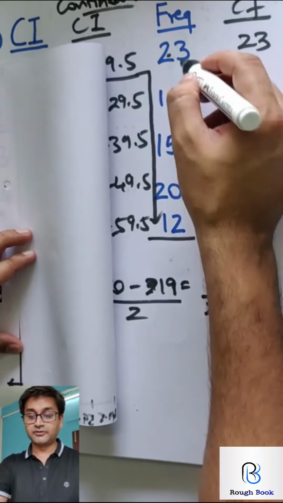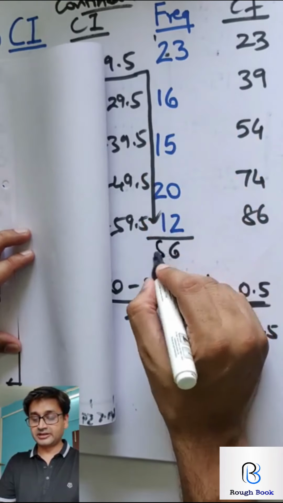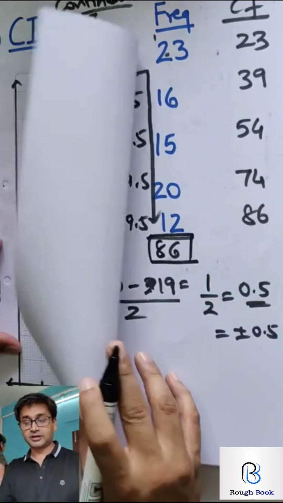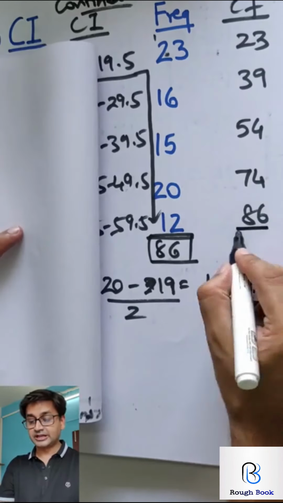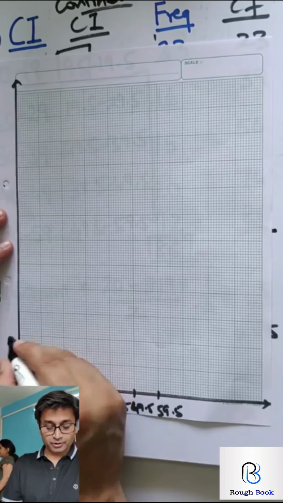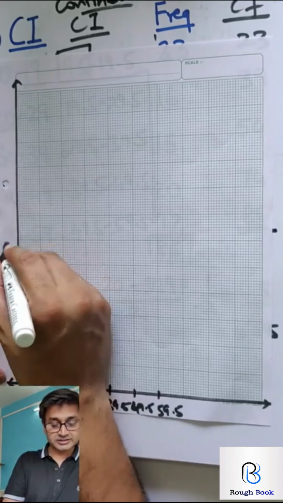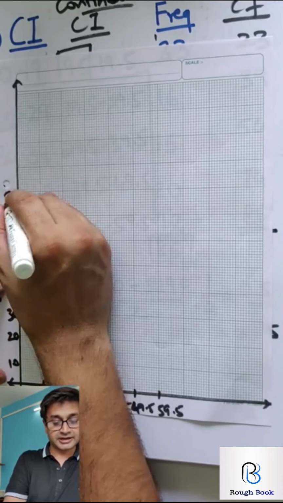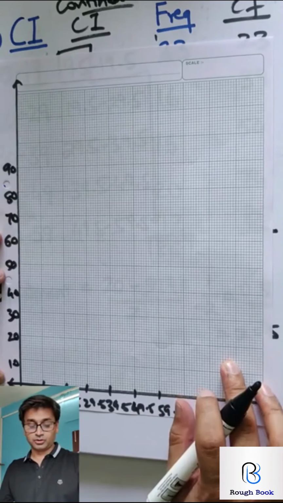So 11, 12, 13, 14, 15, 16. So I get 1, 2, 3, 4, 5, 6, 7, 8, 86. So we are correct this time, luckily. Now let's plot with the L technique. Calibration first, 86. So I can again take 10 probably. 10, 20, 30, 40, 50, 60, 70, 80 and 90. You have to go till 90 because 86 is the max, right?